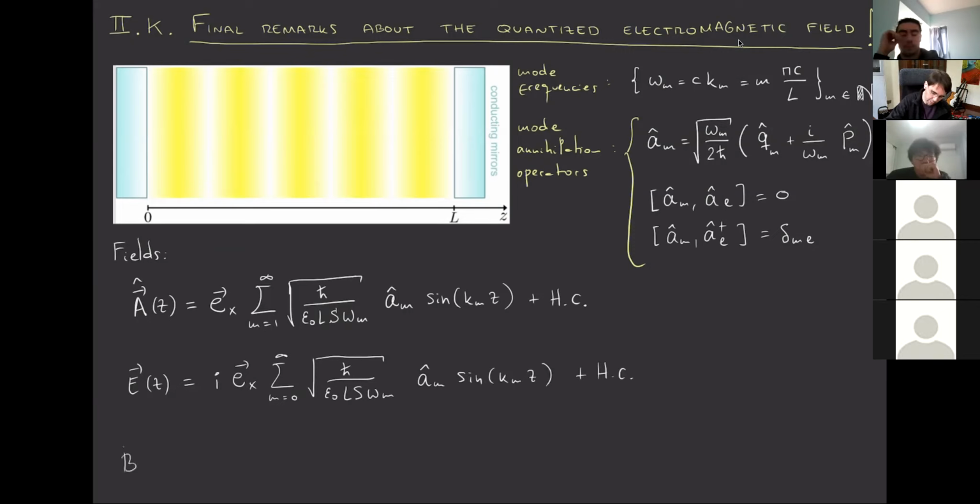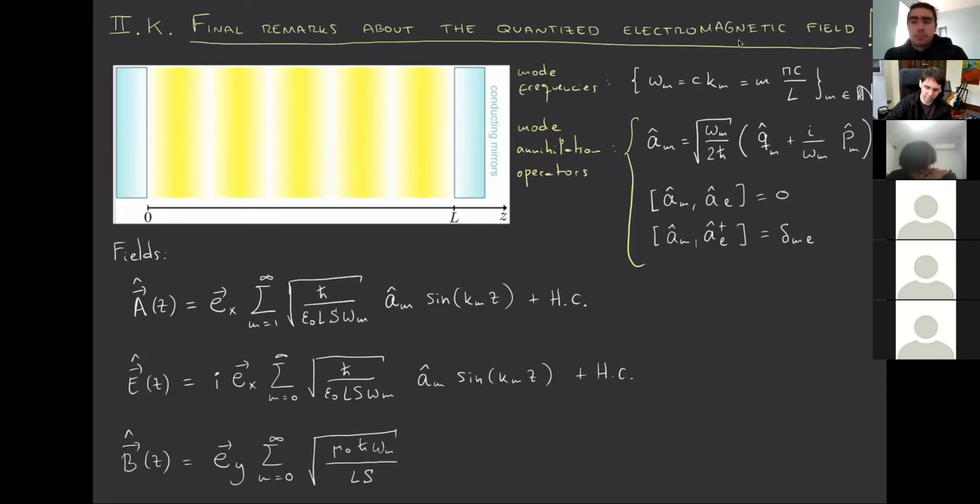And finally, we have the magnetic field. So this is also an operator, like the electric field, and the magnetic field is polarized along the y direction. And then it has an amplitude, and now we can write it as mu0 h bar omega m divided by the volume of the cavity, L S, and then a m, and the cosine of k m z, and the Hermitian conjugate.